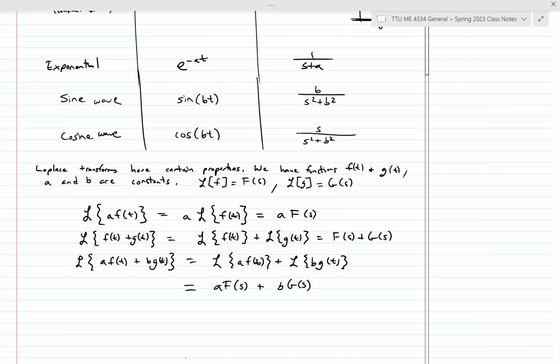These are all properties, and they also work for our inverse Laplace transforms. They have the same exact properties as this. These are all due to the fact that we are dealing with linear systems here. Doesn't work for nonlinear systems.